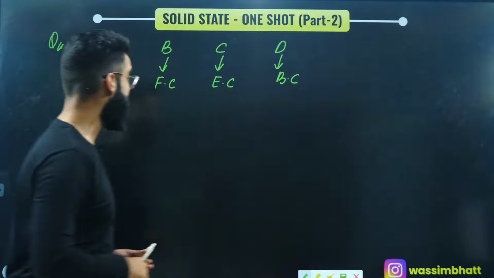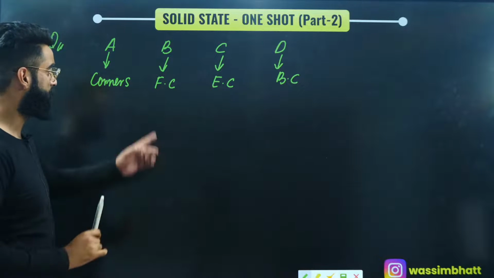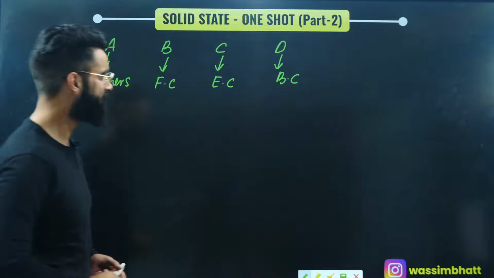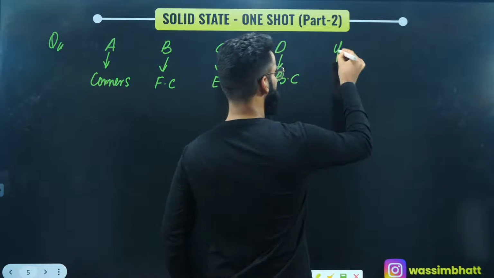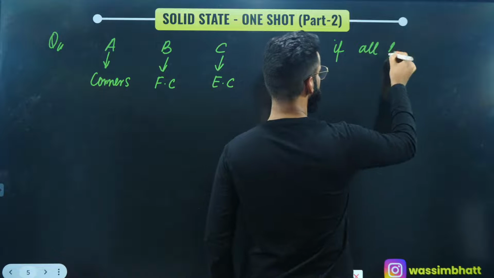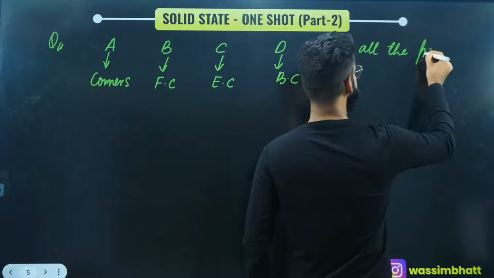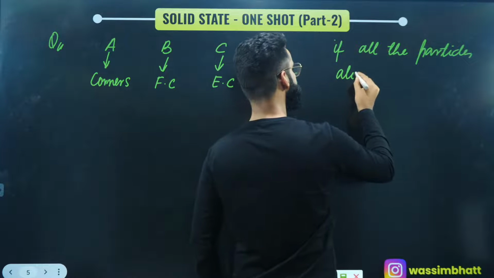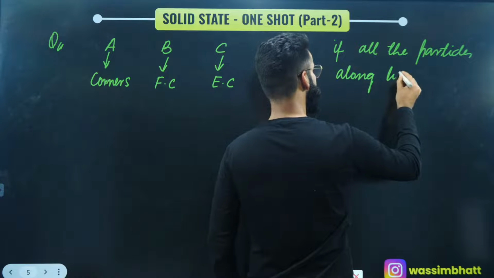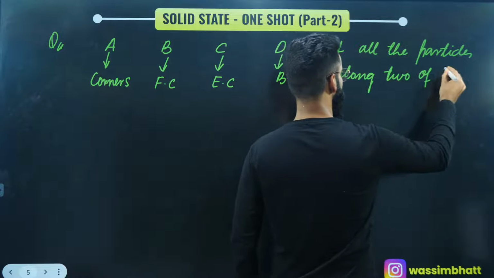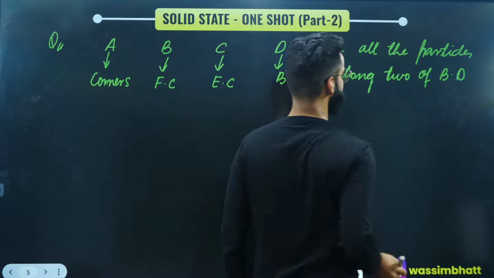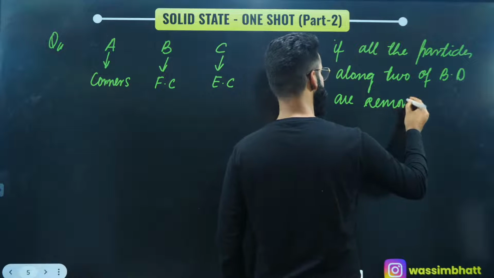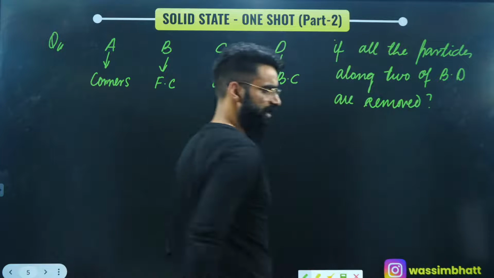See guys, A, B, C, D. A particles at the corners of the cube, B particles at face centers, C particles at edge centers, D particles at body center, right? The question says, if all the particles along 2 of the body diagonals are removed, what is going to be the formula of the compound?